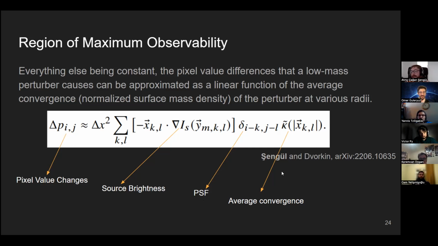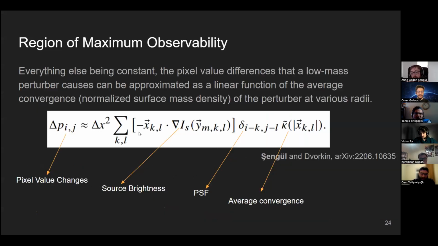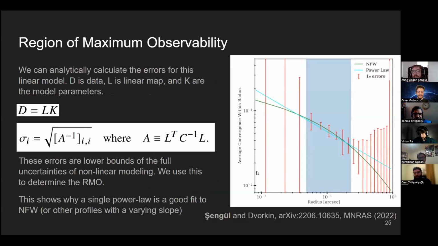So you can read the details in the paper. When you have a linear map that looks like this, you can actually calculate its errors by simply inverting a matrix. When you have a linear map where D is the data, L is the linear map like a matrix, and K are the model parameters that you're trying to fit for, the errors in these Ks, which are errors in our density at various radii, are simply given by the inversion of this A matrix, which is given by our model. When we calculate that, we basically find the matrix elements from this equation and we calculate it.